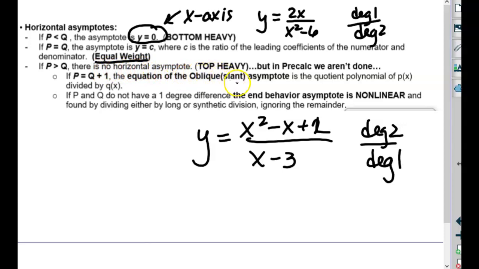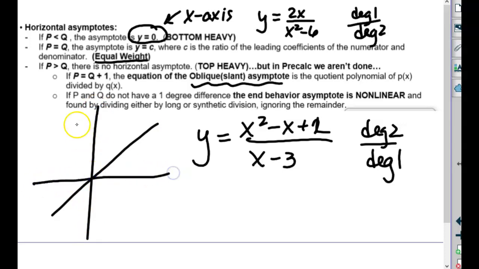We're not going to get away with that anymore. If the degree of the top is 1 more than the degree of the bottom, there'll be a slant asymptote or an oblique asymptote. You can call it either one. It means that the end behavior looks like this. So when you graph it, it'll probably have a vertical asymptote somewhere, like here. And the behavior of the function looks like this.